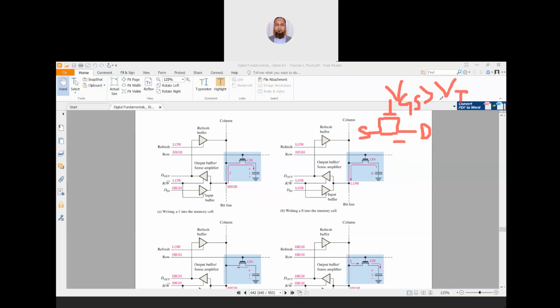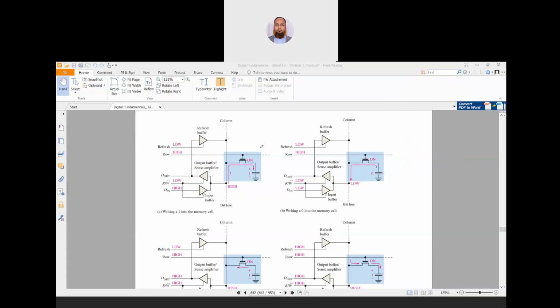Okay, so this is the high state, and the reverse is also true. If we apply a VGS signal which is less than VT, these two will not be connected, and the switch will be off. So the transistor is acting as a switch, connecting and disconnecting the two terminals. Okay, so this is how a transistor acts as a switch.